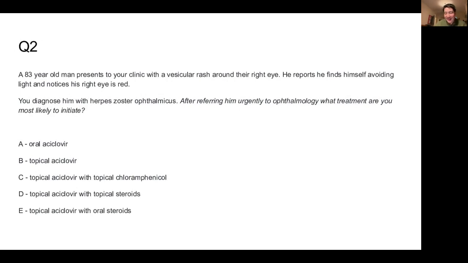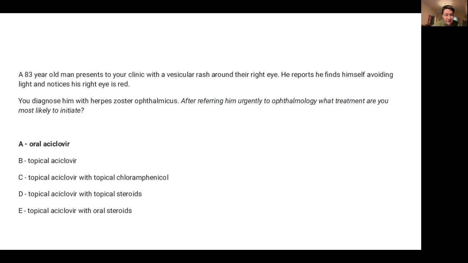Okie dokie, that's a minute. So we've got quite a wee spread of answers for the MCQ. I think that's pretty accurate. So you've assessed the patient, you've done the right thing, you've already diagnosed him with herpes zoster ophthalmicus, and you referred him urgently to ophthalmology. The answer is actually oral acyclovir. So someone's changed their answer, but 40% of you answered that correctly.